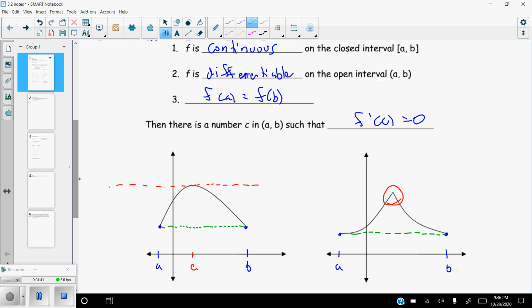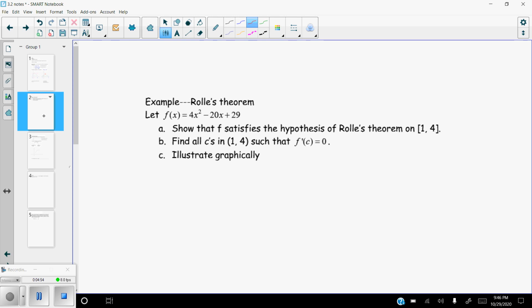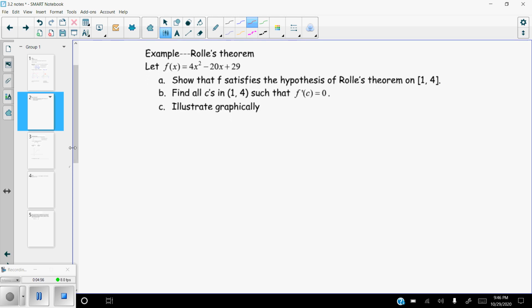Okay, and again, it's a stepping stone to the mean value theorem. It's one special circumstance of the mean value theorem, which we'll get to. But let's go ahead and practice one of Rolle's theorems. So it says, let f of x equals 4x squared minus 20x plus 29.